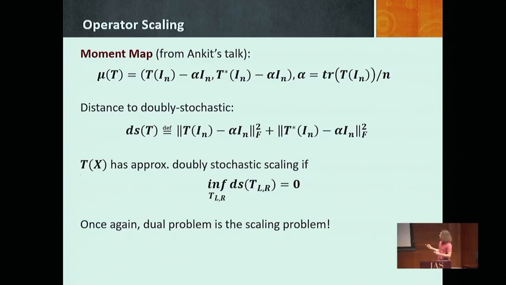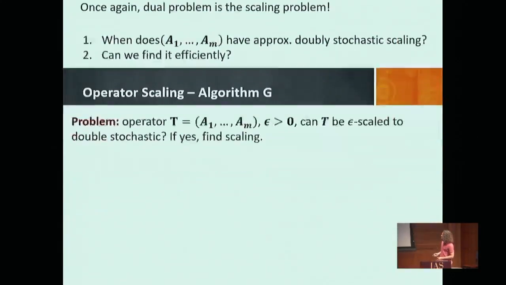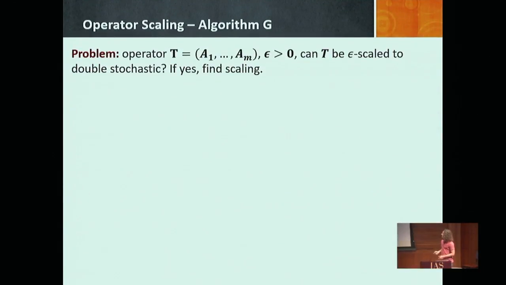So once again, the dual problem is the scaling problem. The dual problem is always the scaling problem, and the primal is the null-cone. So again, the question is: when can we scale, and can we find it efficiently? Now let me describe the algorithm that Gurvits proposed, which was inspired by the first one. Sorry for the repetition, but they all look pretty much the same.